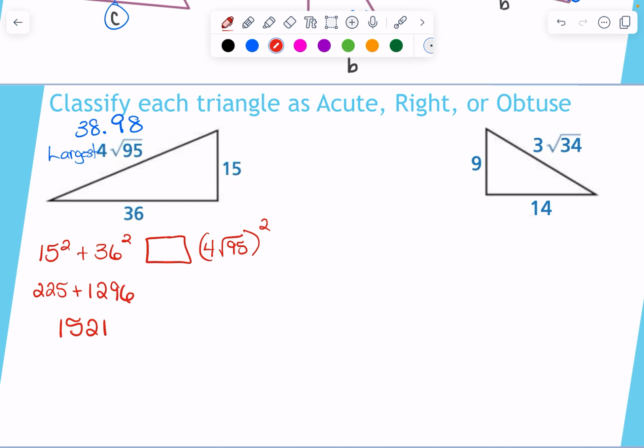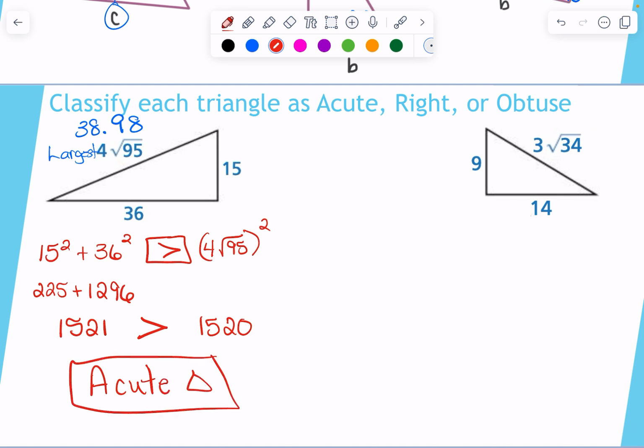Then I come over to the other side. If you use parentheses, you could do this all in one step. Parenthesis 4, square root of 95, parenthesis squared. And we end up getting 4 square root of 95, close it, squared, and that ends up giving us 1520. So 1521 is greater than 1520. So since the sum of the two legs squared is bigger than the other, we know this is going to be an acute triangle. Okay?